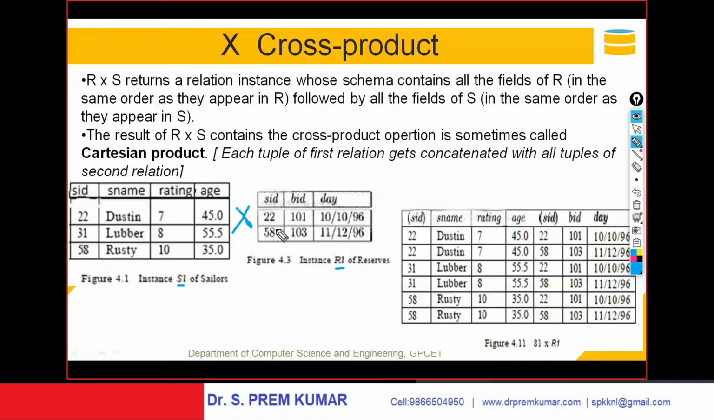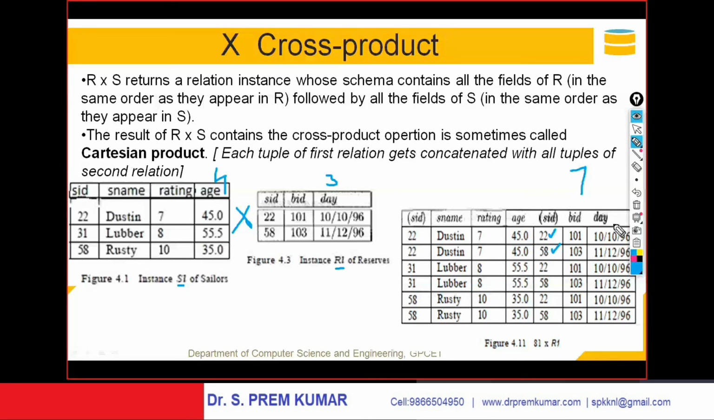The first point is when you use cross product, the number of columns will be the combination of columns of relation 1 and relation 2. Here you are having 4 columns, and here you are having 3 columns. So in the result, 4 plus 3, totally you will be having 7 columns.